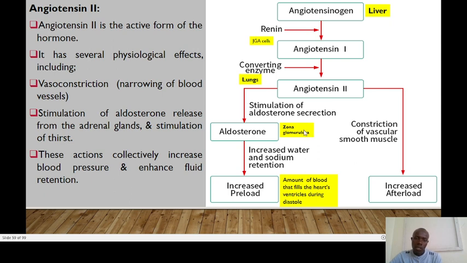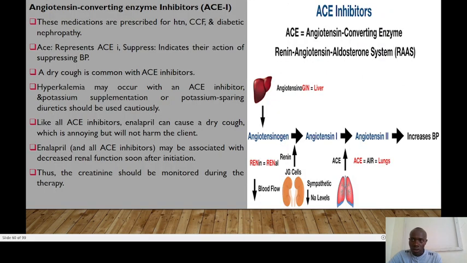the adrenal cortex, that is the zona glomerulosa to be precise, and this leads to secretion of aldosterone. Aldosterone is going to increase the reabsorption of sodium, so that more sodium is retained. Equally, ADH is also released from the pituitary gland, and this causes retention of water. So in the end, we have increased preload. This is simply the amount of blood that fills the ventricles during diastole.